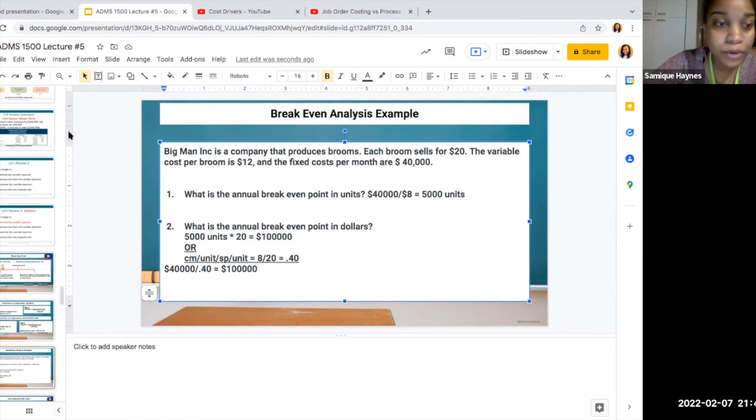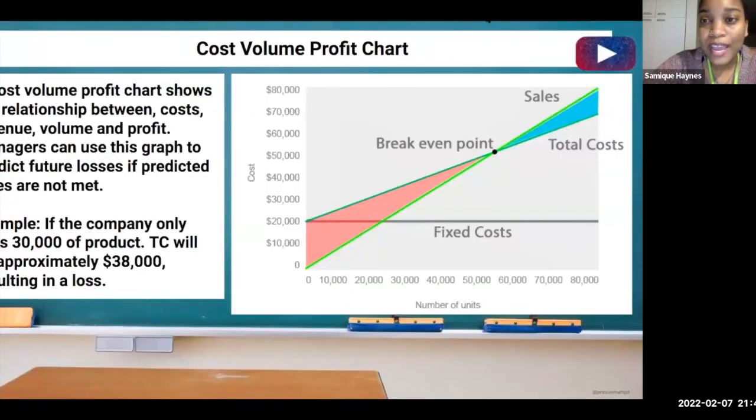Ria, Effie, yes, perfect. So here we have a cost volume profit chart. And what this says is that we have this line right here that starts from 0 going up is our sales line. This line here is our total cost line. And then we see our fixed cost line.